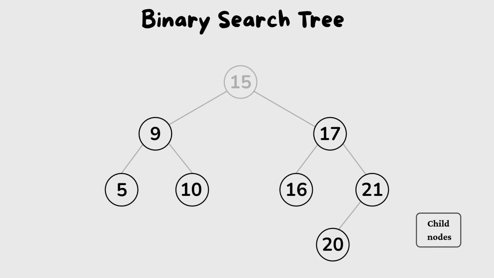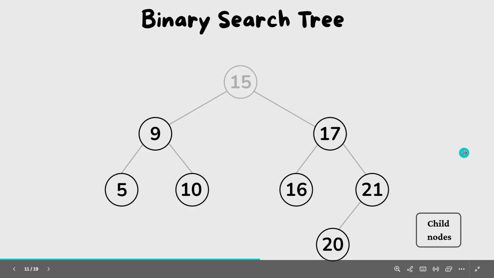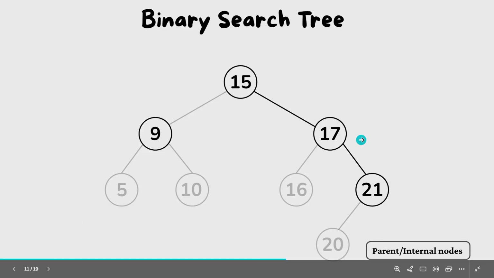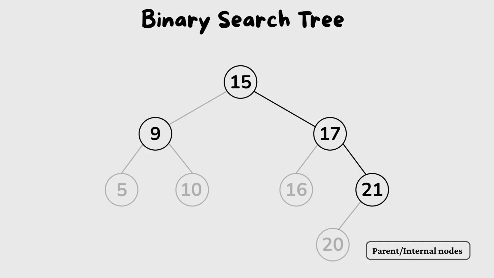So this relationship is similar to a family tree. Parents are above and children are below. So the parent or internal nodes. An internal node is any node that has at least one child.